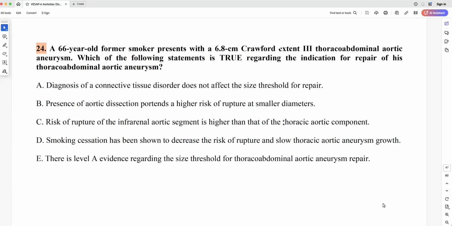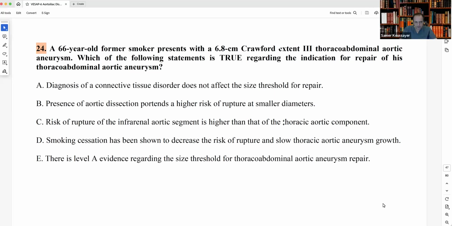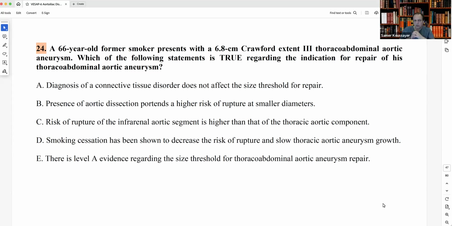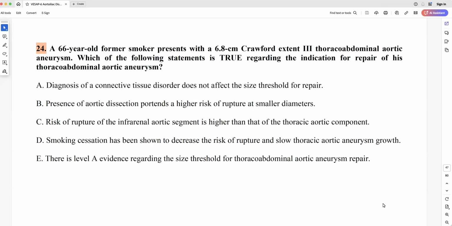Okay, all right. C, risk of rupture of the infrarenal aortic segment is higher than that of the thoracic aortic component. What do you think? What I'm saying is that if you have a thoracoabdominal aneurysm, it has an abdominal and a thoracic component, right? Which one has a higher chance of rupture, the abdominal part or the thoracic part of the thoracoabdominal aneurysm? No, it's no different.